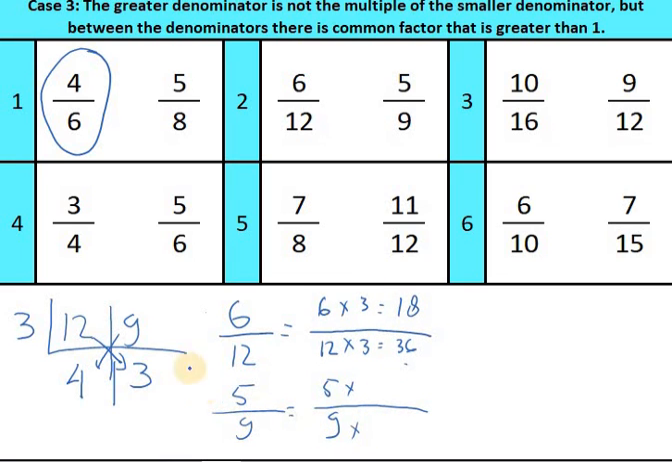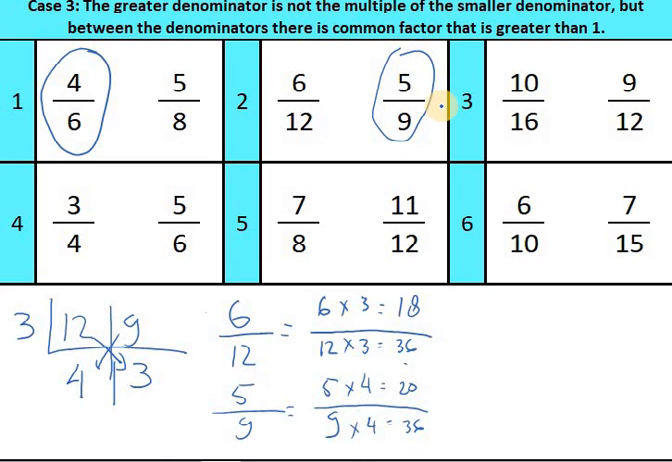And then over here 9 multiply with 4, right? Times with 4, this is 36. 5 times 4 is 20. Now after that we have the same denominator, and then we do the comparison. We will do the comparison of this one, 18 compared with 20. 20 is greater. So this one, the 5 out of 9, is greater.